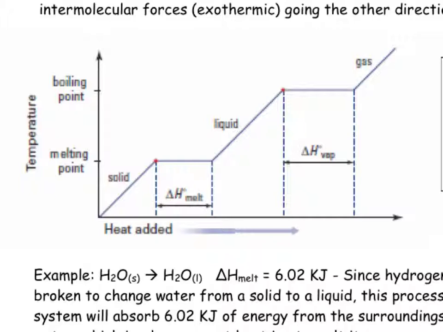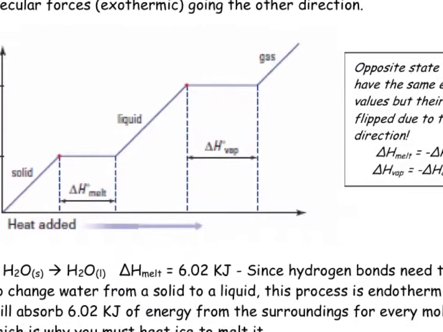Once those intermolecular forces are broken, the heat that's added will go and increase the temperature of the liquid again, until the same thing occurs once the substance has hit its boiling point. The energy required to change a liquid into a gas, to break those final intermolecular forces, is called the delta H of vaporization.